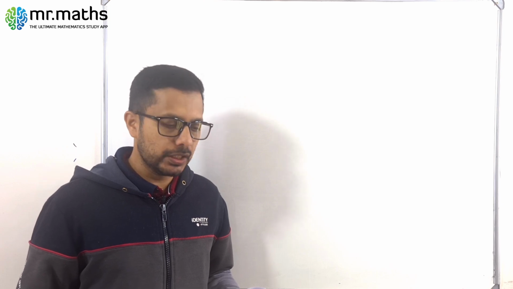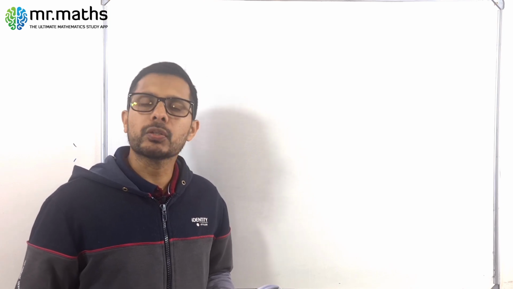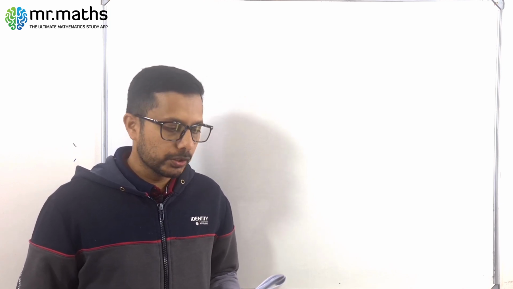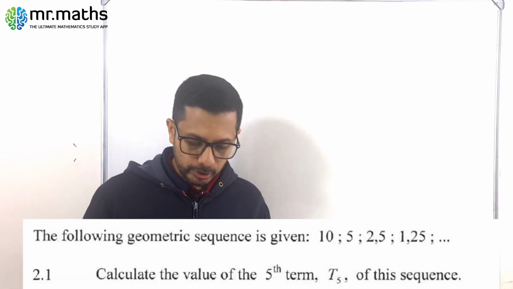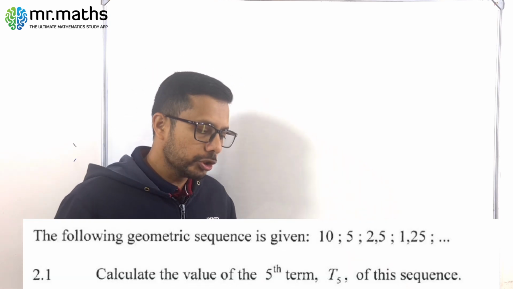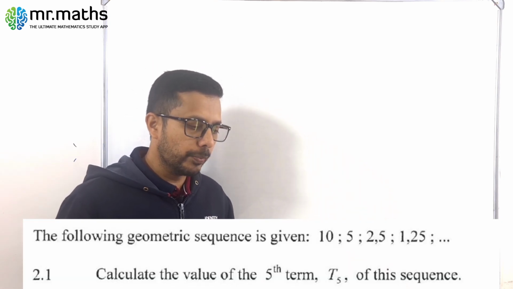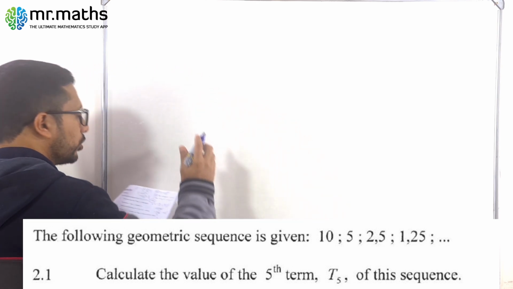November 2015 sequence and series, that is question number 2 and 3. So listen very carefully. Let's start question number 2. The following geometric sequence is given by 10, 5, 2.5.